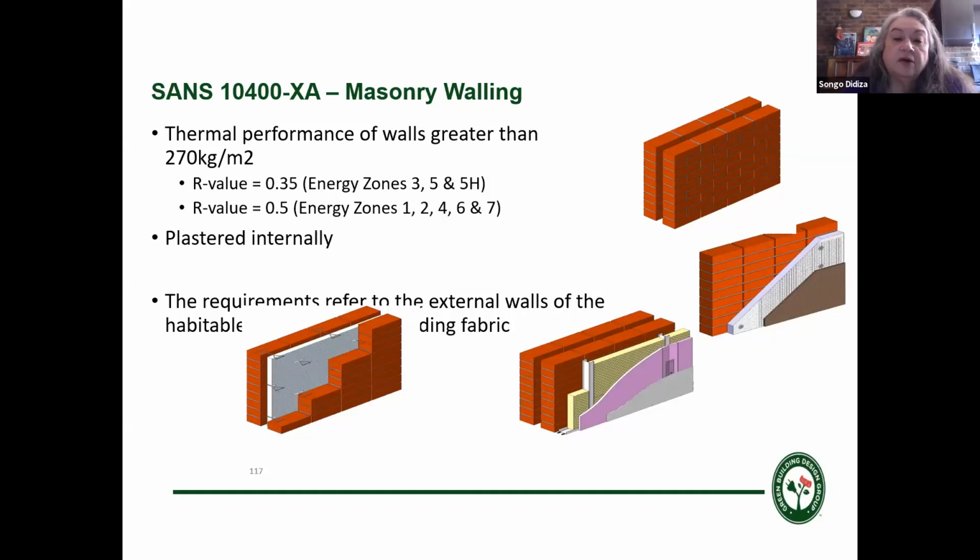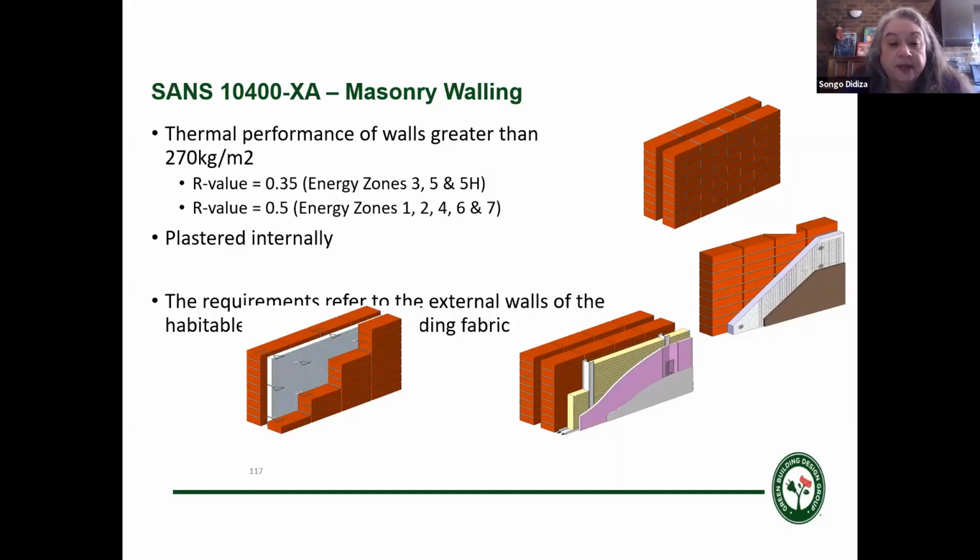So you don't have to ask, and it has to be plastered internally. You don't have to ask the manufacturer what's the R value of the brick, because in the standard it says if you build a double brick wall, you will get an R value of 0.35. Now the R value of 0.5 is actually a cavity wall. And it says as well that if you build a cavity wall, you will be deemed to satisfy the 0.5.